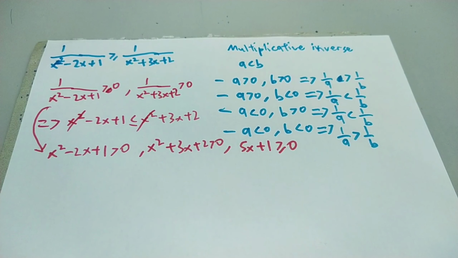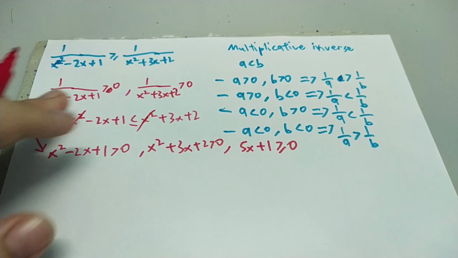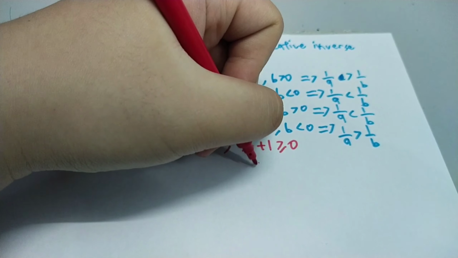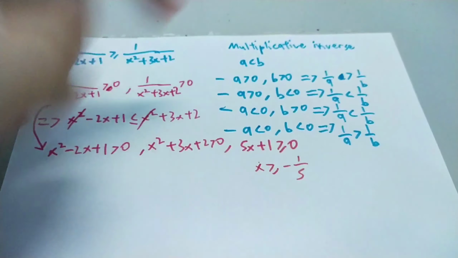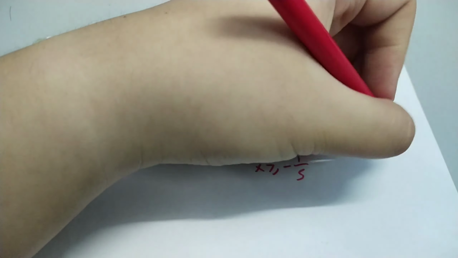You must think logically. So let's solve this now. This is very easy. So this is just x must be bigger than or equal to negative 1 over 5. And what about here? We are just going to plot the graph.